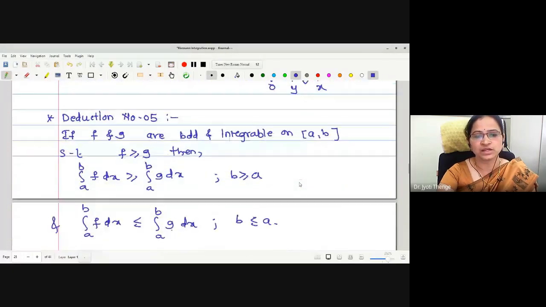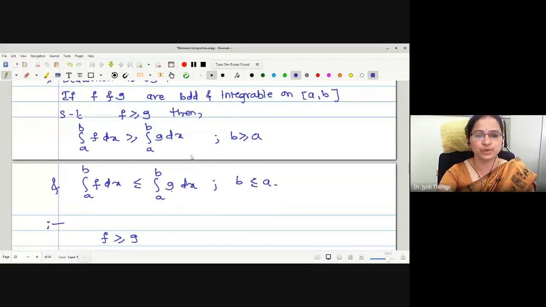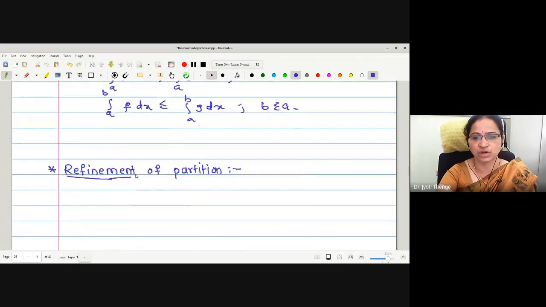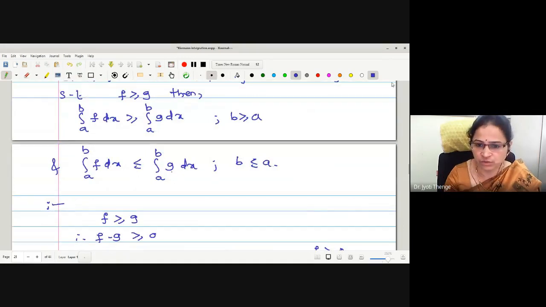In deduction number 5, we have just extended the previous result to bounded integrable functions f and g, and if f is greater than or equal to g, then we have proved that the integration of f is also greater than or equal to the integration of g for b greater than or equal to a. And if we change this inequality, there will be a change in the other inequality as well. One point I forgot to mention in the last lecture: whenever f is greater than or equal to g, what kind of curves are going to be there?